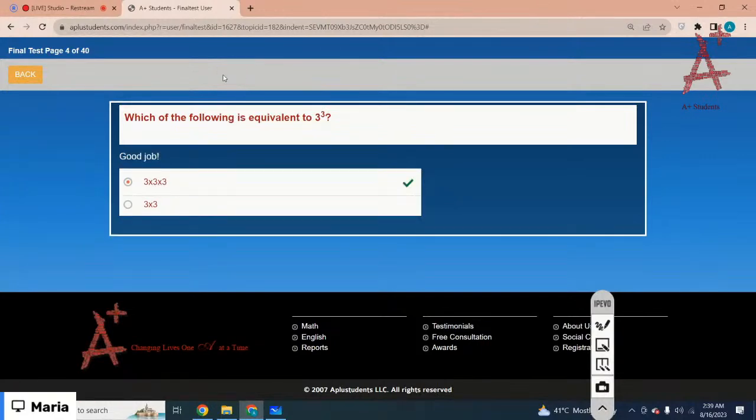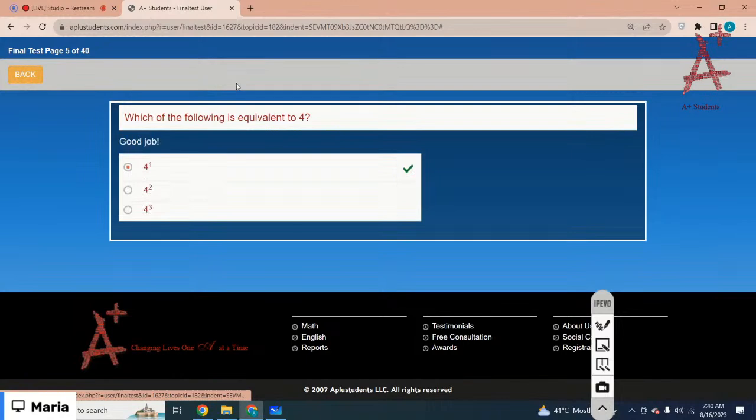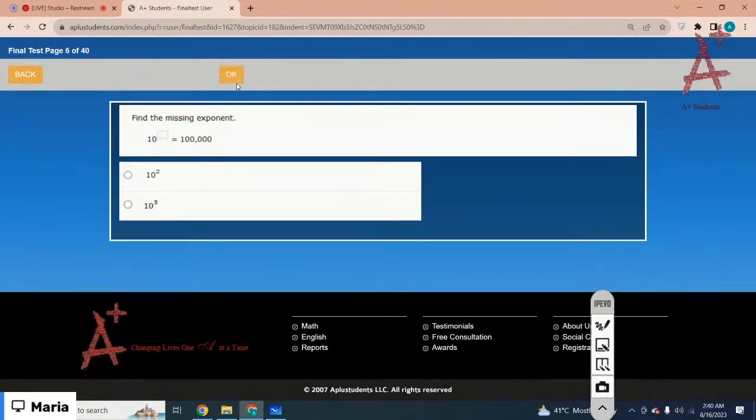Okay, which of the following is equivalent to 4? Which is the correct option? Yes, that would be 4 exponent 1, right? Because the other ones mean you have to multiply 4 two times or 4 three times, so that wouldn't be 4. Okay, find the missing exponent. So which exponent is missing?